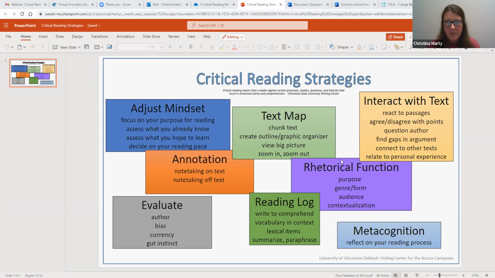For example, like this text map. Basically, that strategy is chunking the text. You can create an outline or graphic organizer of the text. You can view the big picture and zoom in and zoom out, which is like gaining for yourself a map of the text. And then with rhetorical function, it's these four things listed. Again, these are just mine. They're not necessarily right or wrong, this is just what I have developed to walk my students through.